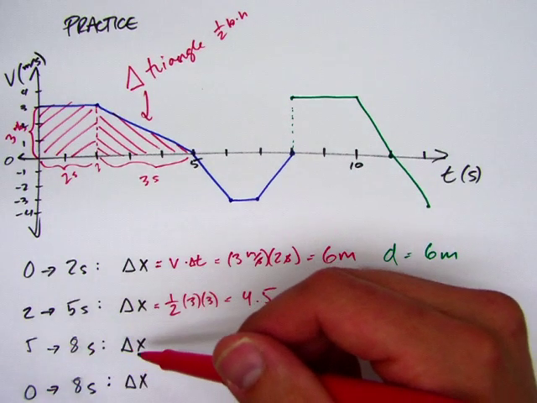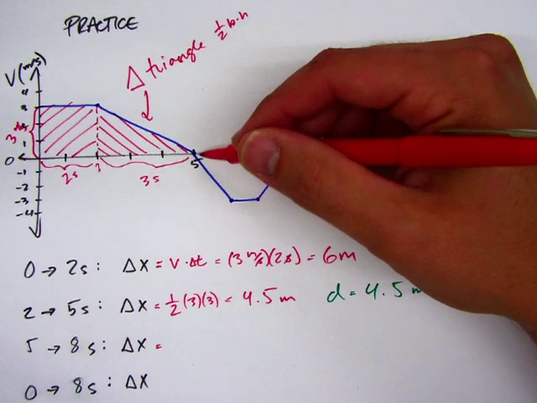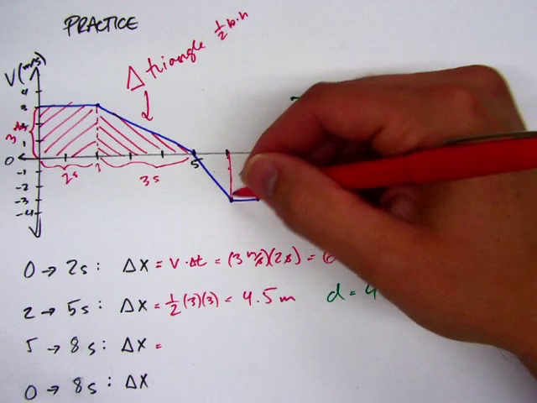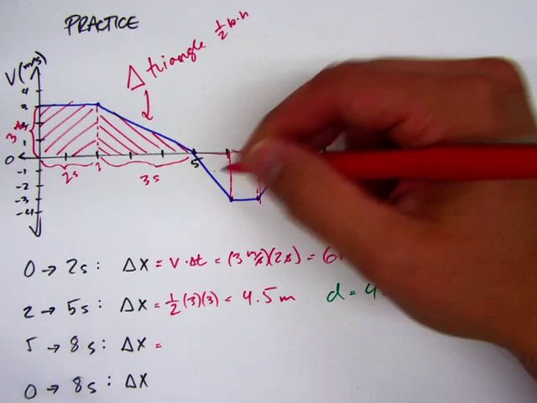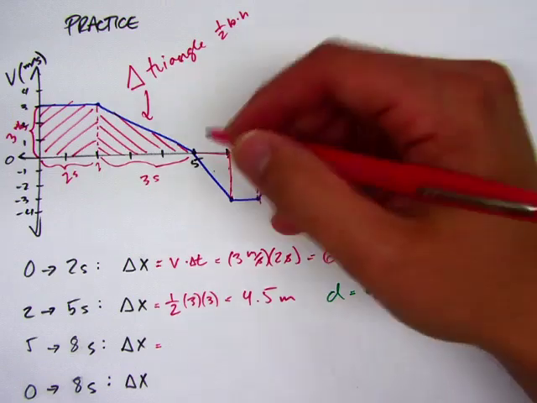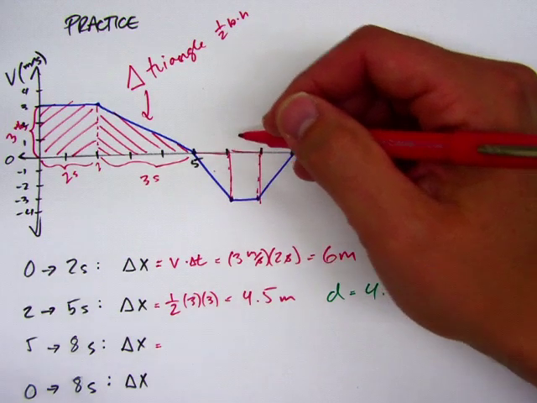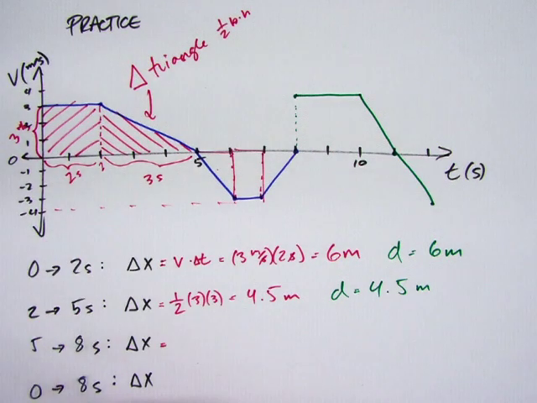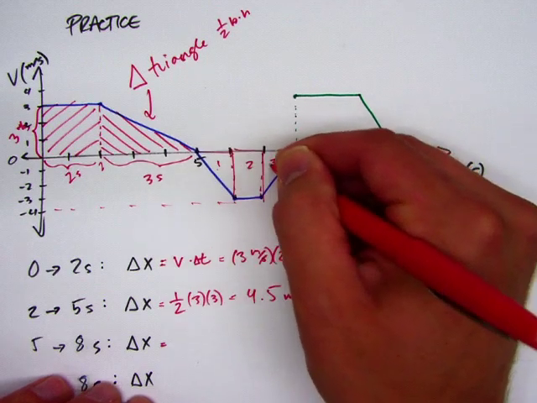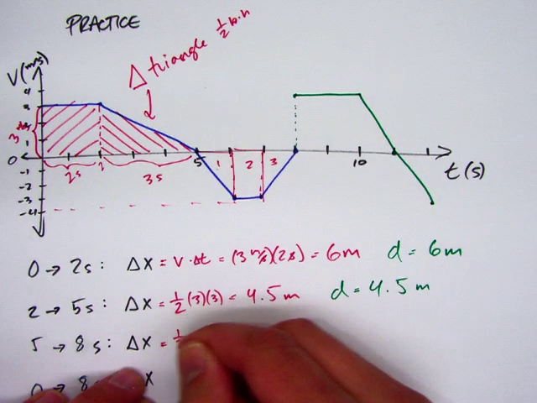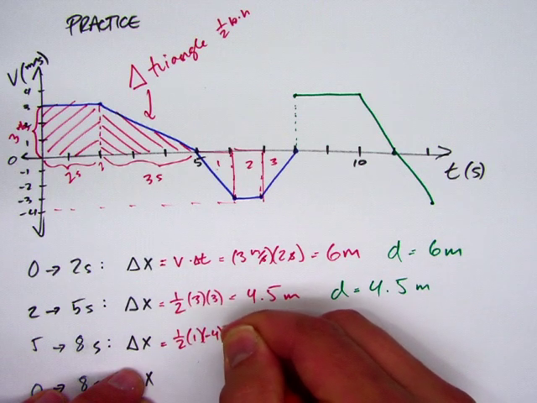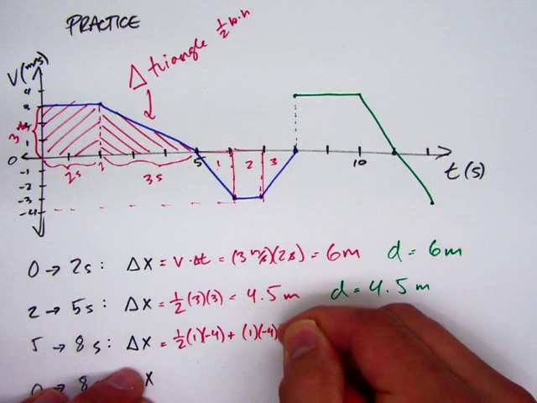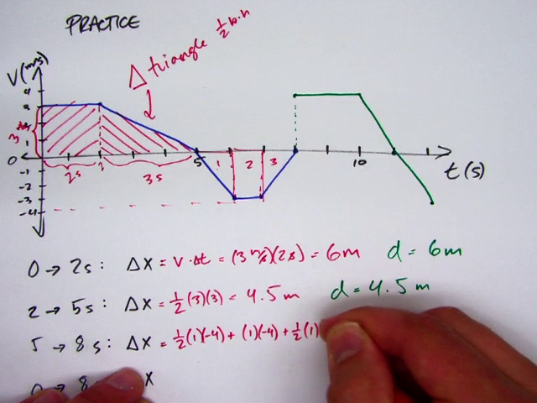Now from 5 to 8 seconds, what's my delta x? Well, now I'm going to break this into 3 different segments. I have a triangle, I have a rectangle here, and another triangle. And these 2 triangles happen to be the same. So they're 1 second wide, and the height is, I got to stand up to see. Well, let's say 4. Let's say this is -4. It's hard to read. So I'm going to add my 3 sections together. 1, 2, 3. So the area from 5 to 8 will be 1/2 times 1 times -4, plus 1 times -4, and then plus again 1/2 times 1 times -4.